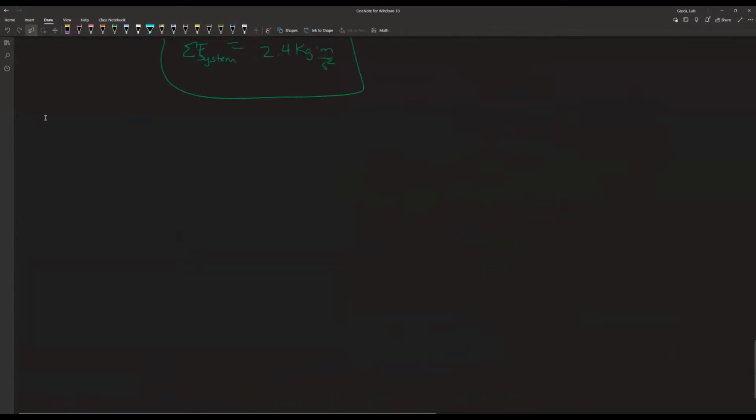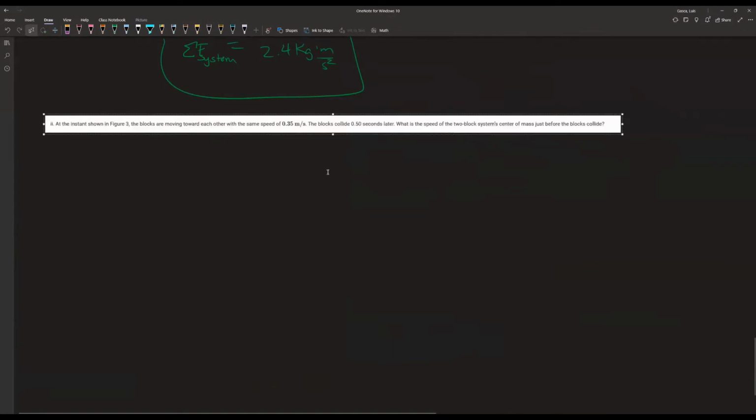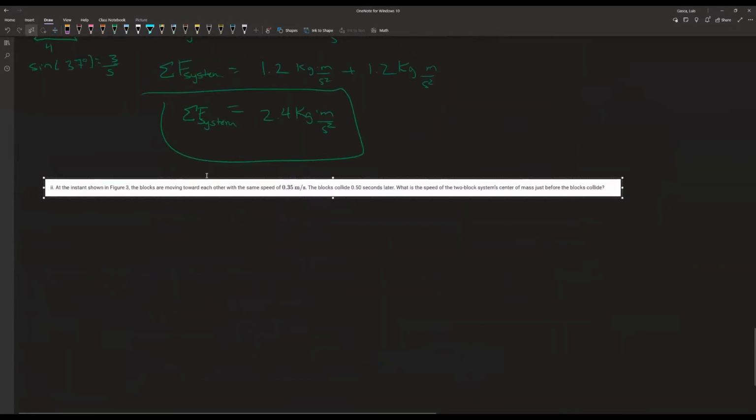So here's the last question. The last question says, at the instant shown in figure 3, the blocks are moving towards each other with the same speed of 0.35 meters per second. The blocks collide 0.5 seconds later, and they want us to find the speed of the two-block system's center of mass just before they collide. So there are two ways to do this.